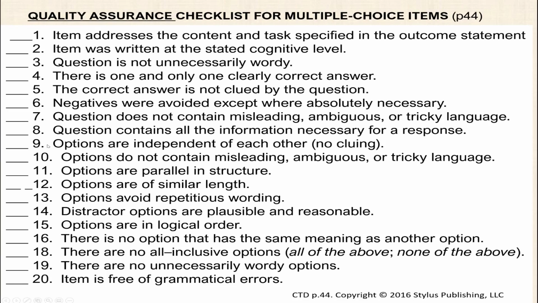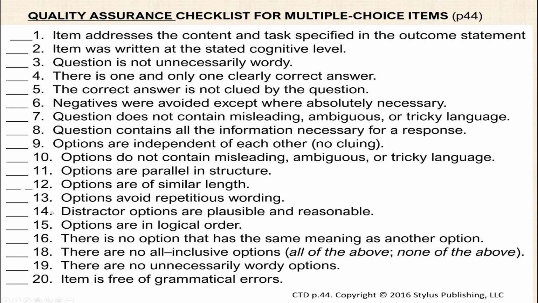And options are independent of each other. No cluing. Okay, that's just a nice way to say it. Options do not contain misleading, ambiguous, or tricky language. We didn't specifically talk about that, but yes, that is a guideline. Options are parallel in structure. We didn't specifically talk about that, but the parallelism means they don't have an extra long sentence, short sentence, or some of the terms, some of the verbs are very different. So the options are of similar length. That helps. Options avoid repetitious wording. Definitely.